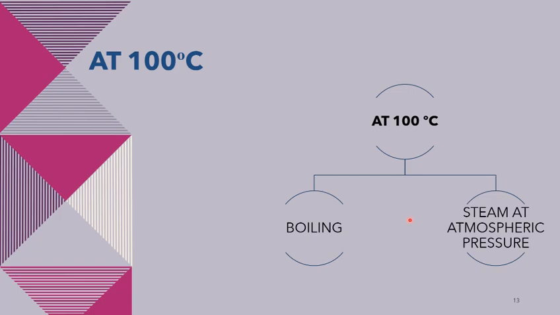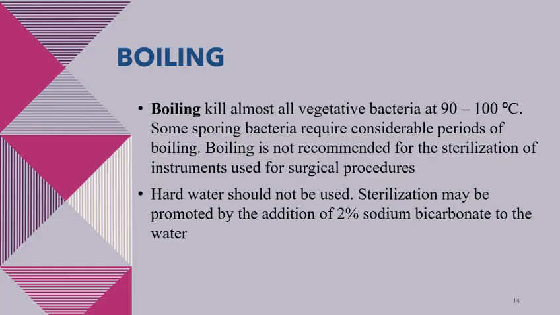The next method is the boiling method. Here in the boiling method, the vegetative bacteria are killed at 90 to 100 degrees Celsius. The spores are not killed. For effective boiling, 2% sodium bicarbonate is added. Hard water is not used for boiling.